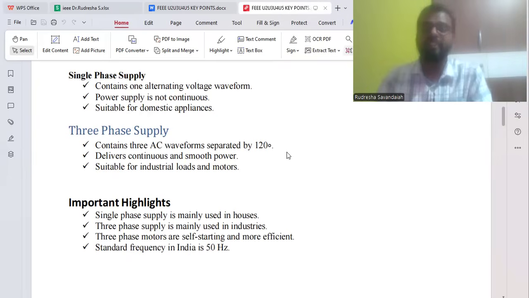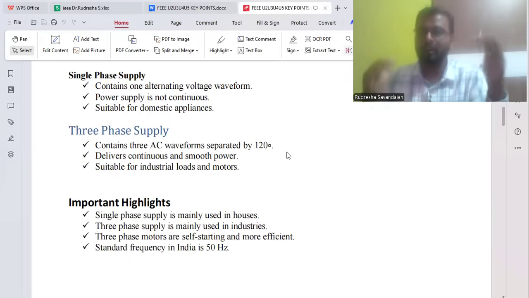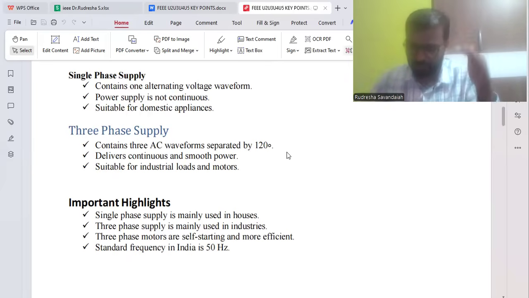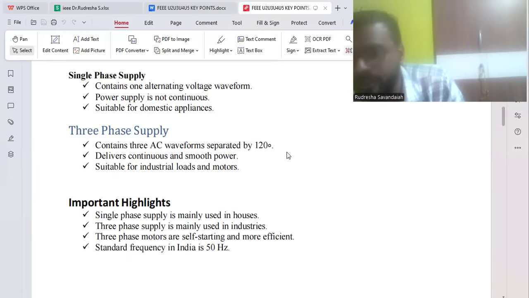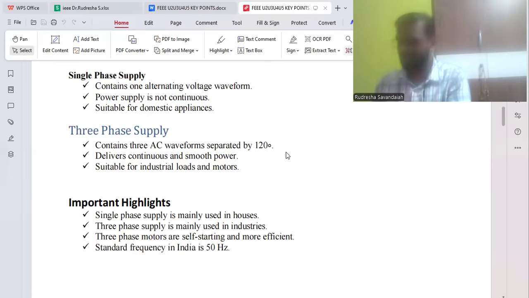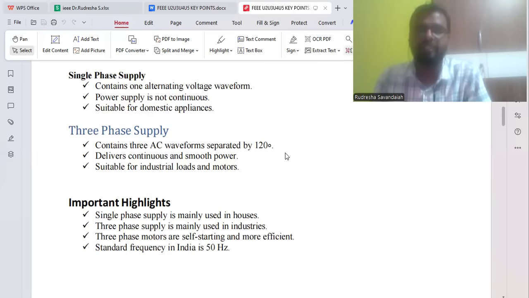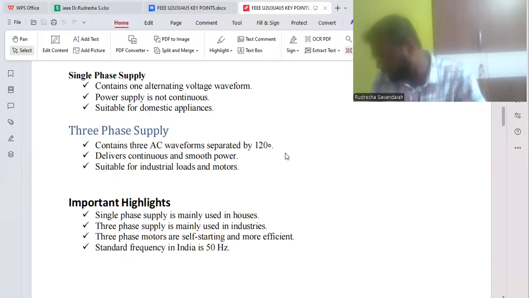Three phase supply we use for heavy duty work. Three phase supply contains three AC waveforms separated by 120 degrees and delivers power continuously.